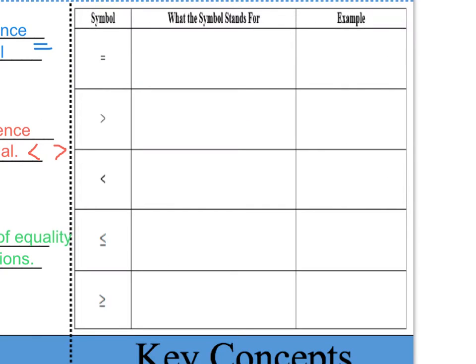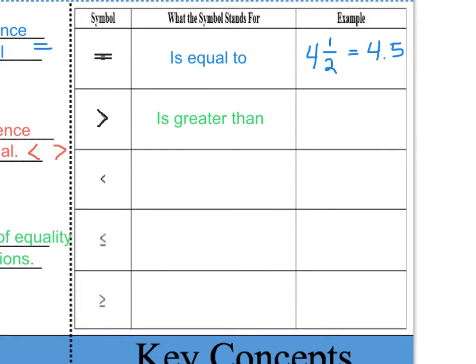So let's actually talk about what these symbols mean. Our first symbol is the equal sign. And this symbol means is equal to. An example of this would be 4 1/2 is equal to 4 5/10. Those are two equal statements. Our second symbol is our greater than symbol. And an example of this would be 5 1/4 is greater than 4 1/4. That's an inequality saying that both expressions are not equal.